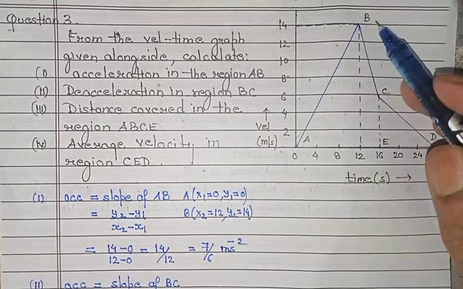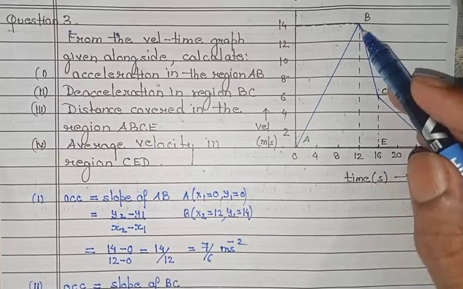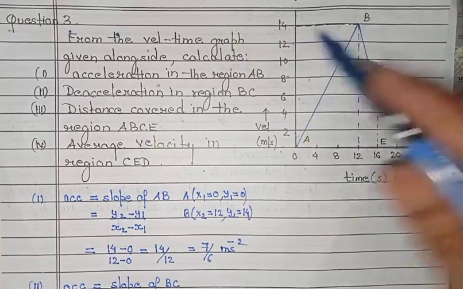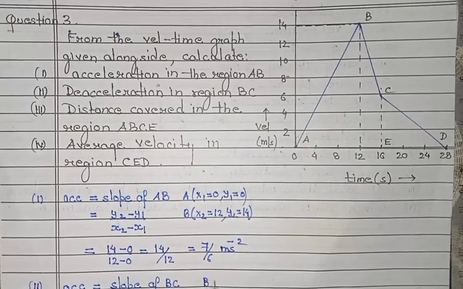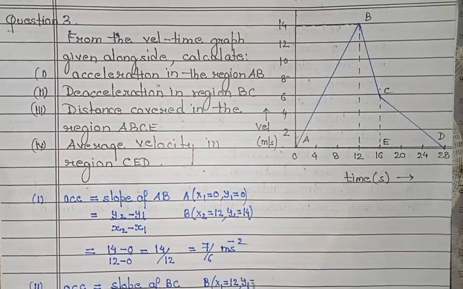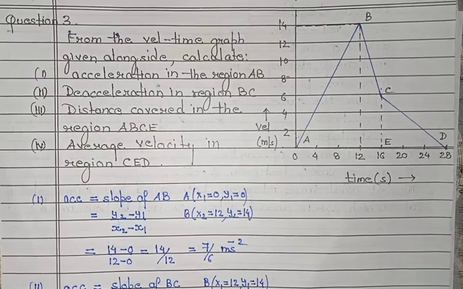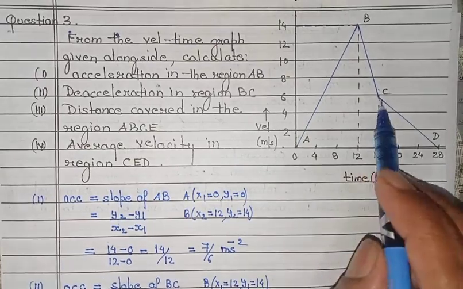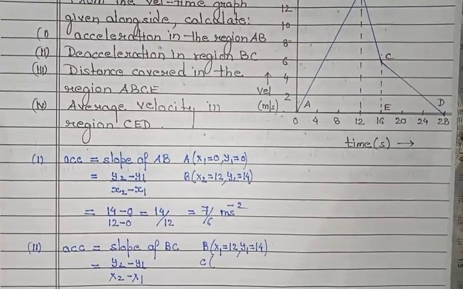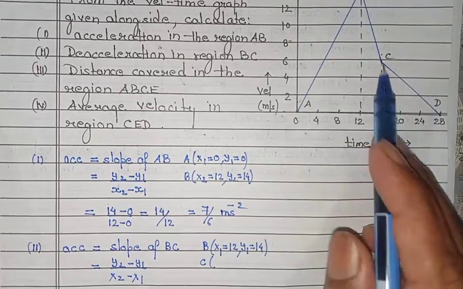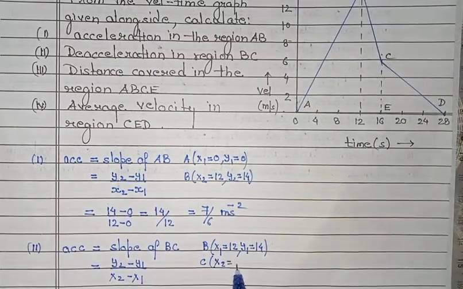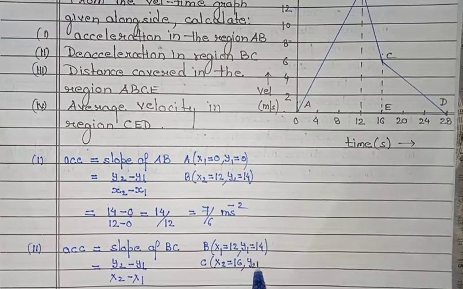Now you can see we have the 2 points B and C. B is the first point. Here the value of x is 12 and y is 14. So for B, x1 is 12 and y1 is 14. Whereas for C, the second point, you can see the value for x is 16 and for y it is 6. So x2 is 16 and y2 is 6.